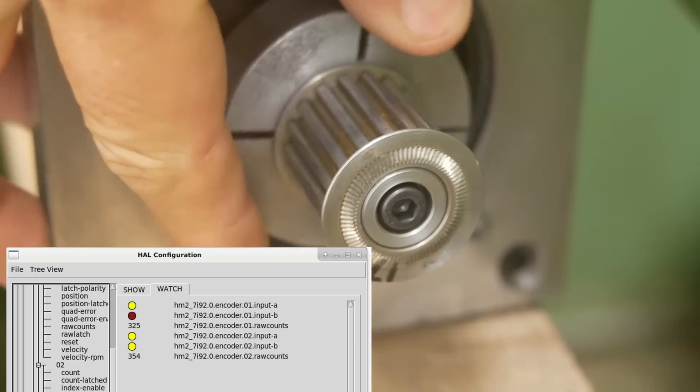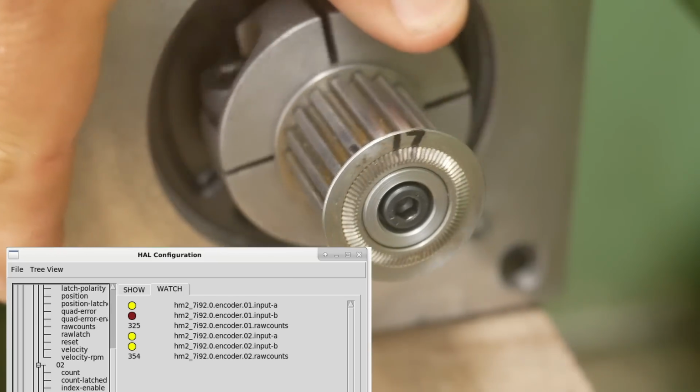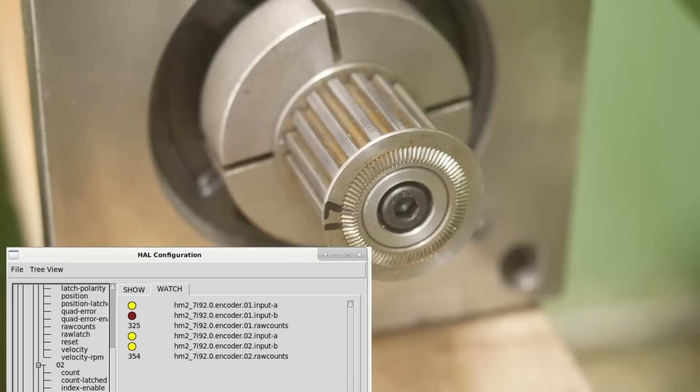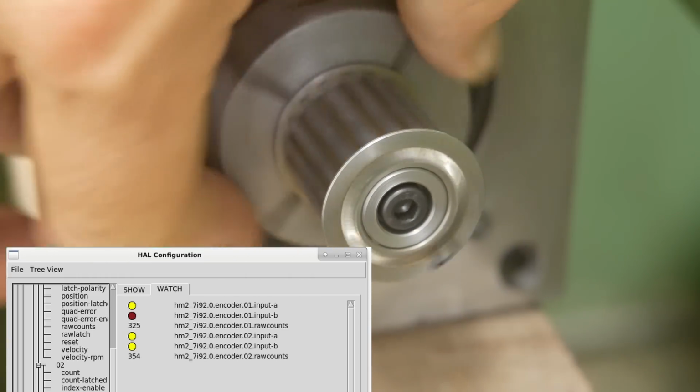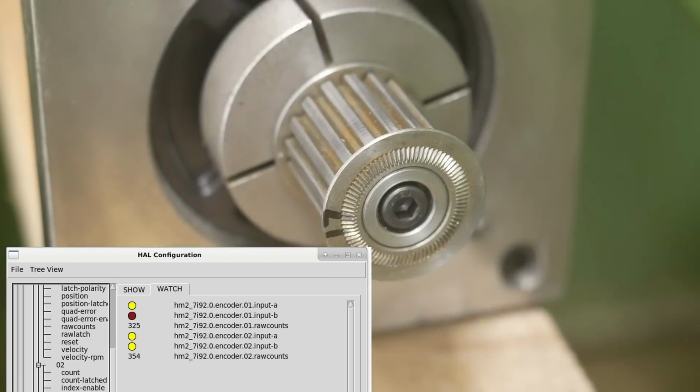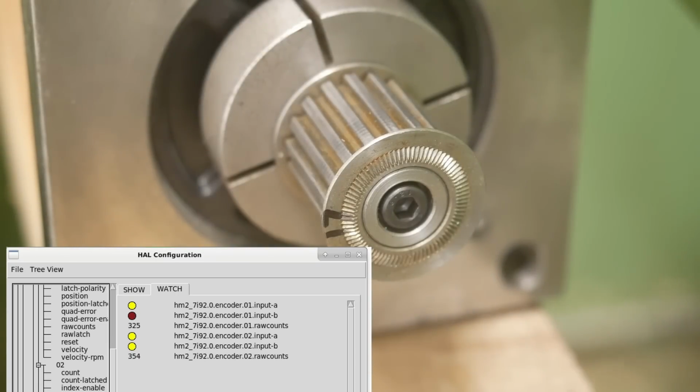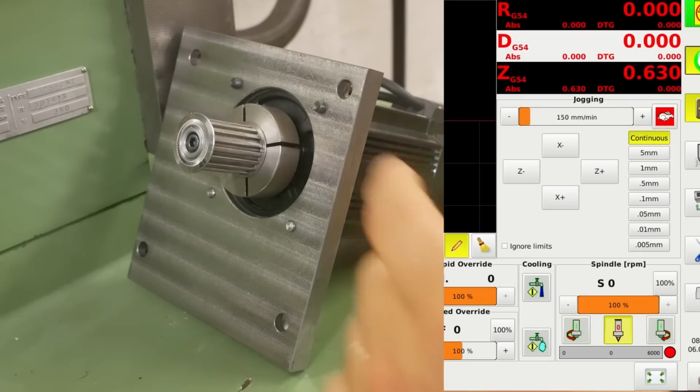So if I rotate that through one turn, this should be encoder number 1. And nothing happened. Okay. That's not good. So I've got something wrong with my wiring to encoder number 1 by the looks of it. So now I know the Z encoder is working.